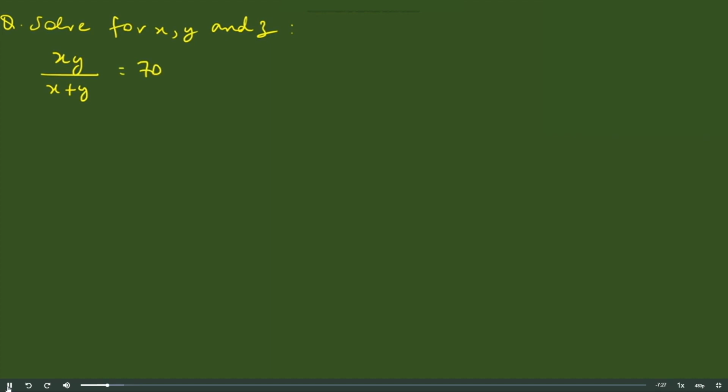Last question. Solve for x, y and z. xy by x plus y equals 70. xz by x plus z equals 84. yz by y plus z equals 140.